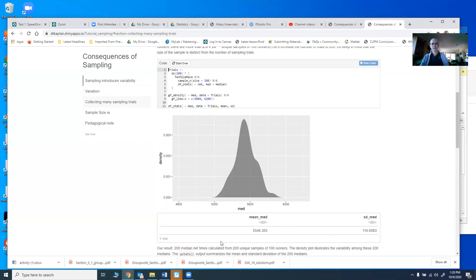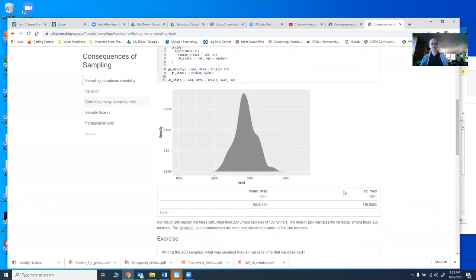I then also looked at the median of the medians. Notice it's 5,546, sorry, can't read today. And remember our median of our population was 5555. So we're really close now to what the median of the population was. The median of the medians would also be about the same as the population median. Notice the standard deviation is a bit smaller. Remember our standard deviation was about 900 and this is about 100. So it's a little different from that.